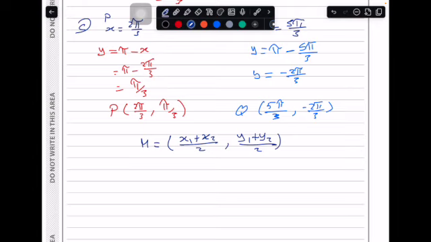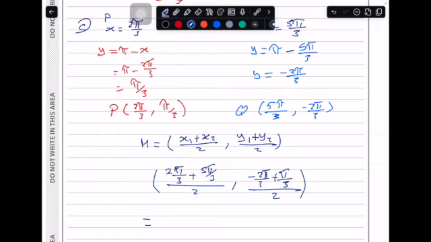Perfect. So we're going to have 2 pi over 3 plus 5 pi over 3, then divide by 2 or multiply by half. The same here: negative 2 pi over 3 plus pi over 3, then divided by 2 or multiplied by half. Calculating this gives you 7 pi over 6 and negative pi over 6. And this is the midpoint of the line joining P and Q.